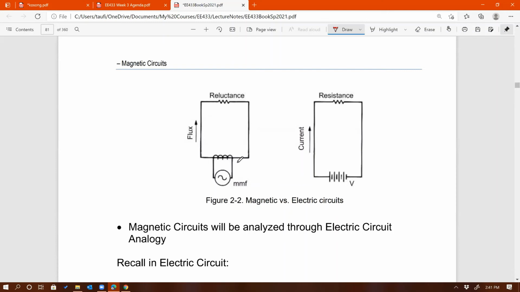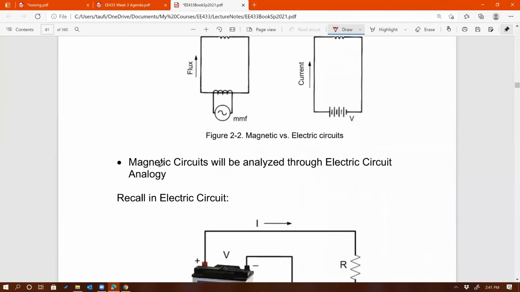On the left, we have the magnetic circuit. On the right, we have the electric circuit. In the electric circuit, we have a voltage source connected to a resistance, and that produces current. In the magnetic circuit, we have MMF connected to reluctance, in this case the core, and that produces flux inside the core. So, as I said earlier, magnetic circuits can be analyzed through electric circuit analogy.